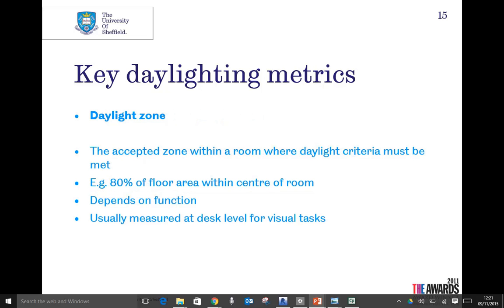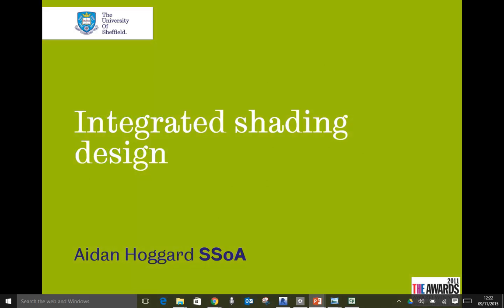And this is what I was talking about. The daylight zone is the zone within the room where the daylight criteria must be met, typically about 80%. And that 20% area, circulation, storage, you don't need to worry about. And that's useful because when you're designing a building, as you move away from the windows, it gets darker. And it means that rather than having to perhaps be very concerned with those deeper spaces, as long as there's circulation or storage, that's acceptable.